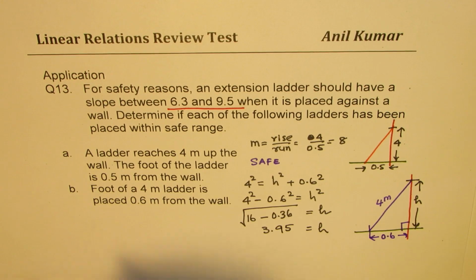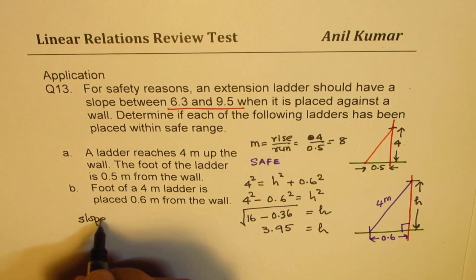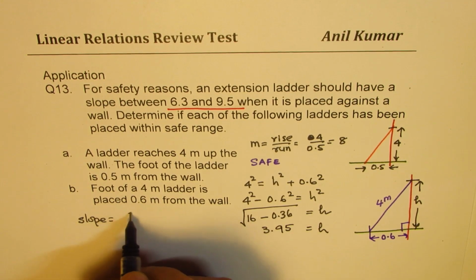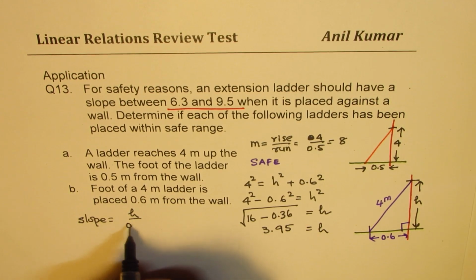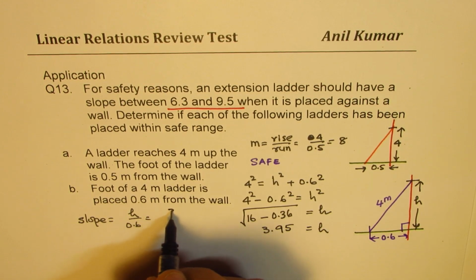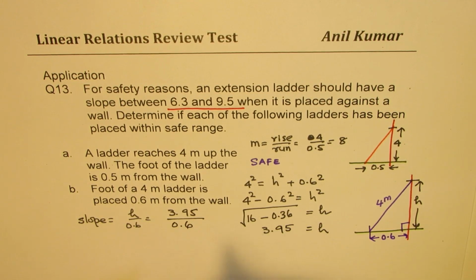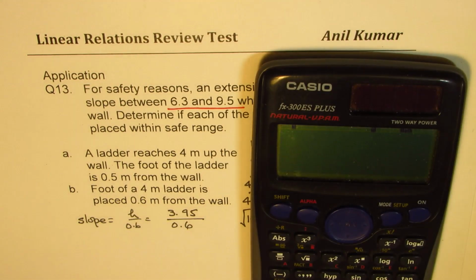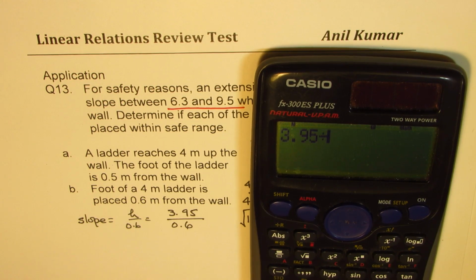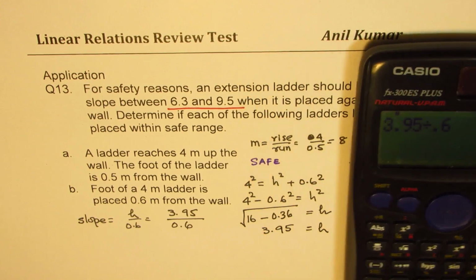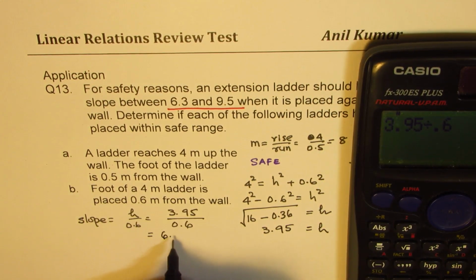Now we have to find the slope. So slope now will be equal to height over this distance of 0.6, which is 3.95 divided by 0.6. Right? So we are going to divide 3.95 by 0.6. 3.95 divided by 0.6 equals, in decimal value, 6.58. So we get 6.58, which is also safe.